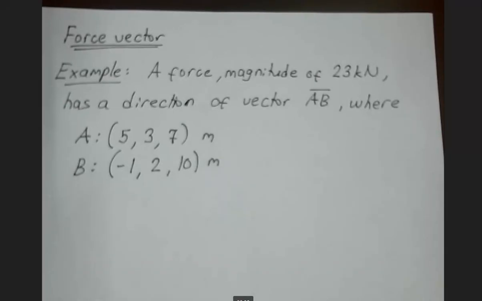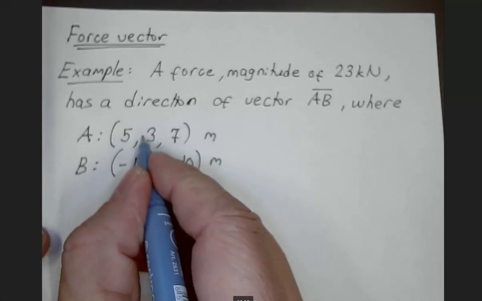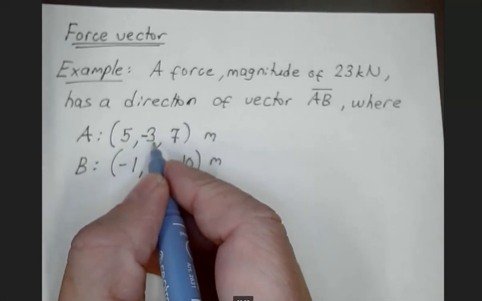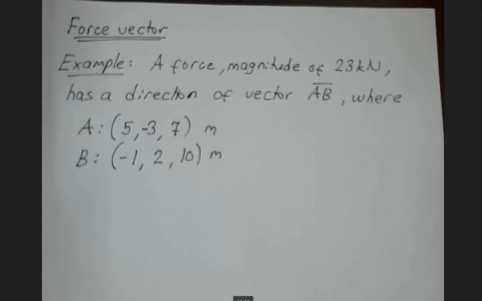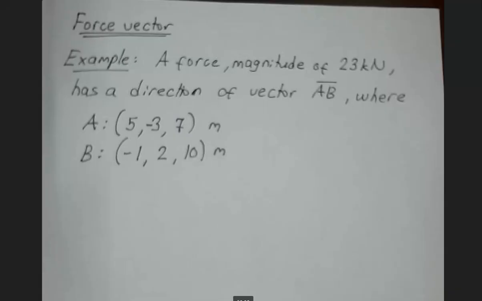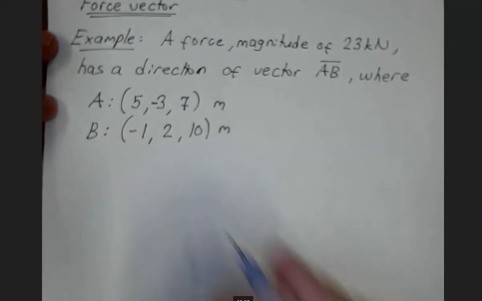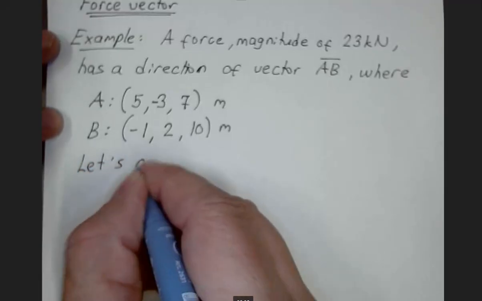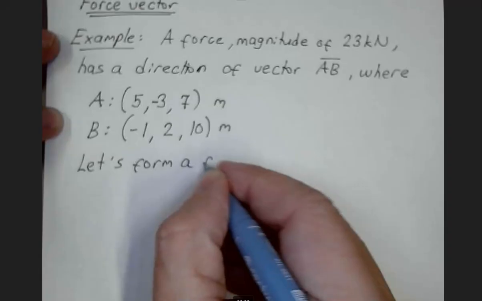And well, I will change a little bit. I will put a minus sign in front of this number 3 there, and we know the magnitude of this force, 23 kilonewtons, and then we know the direction of that force. It has the same direction as this vector AB, and we know the coordinate values of those points A and B. And let's form a force vector.